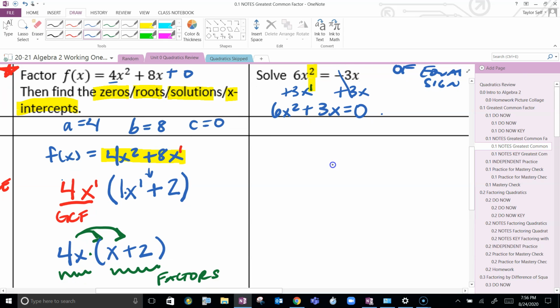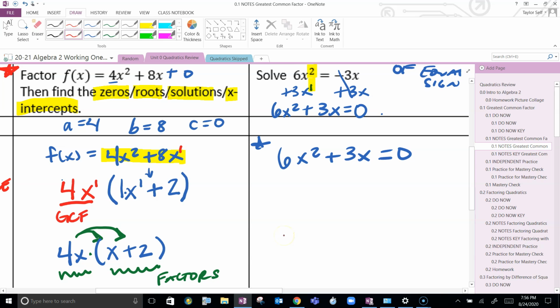Okay, now it's your turn. We're starting with 6x squared plus 3x equals 0. I want you to try to factor this left-hand side. Take out a GCF first, and then see if you can get the solutions, or the zeros.